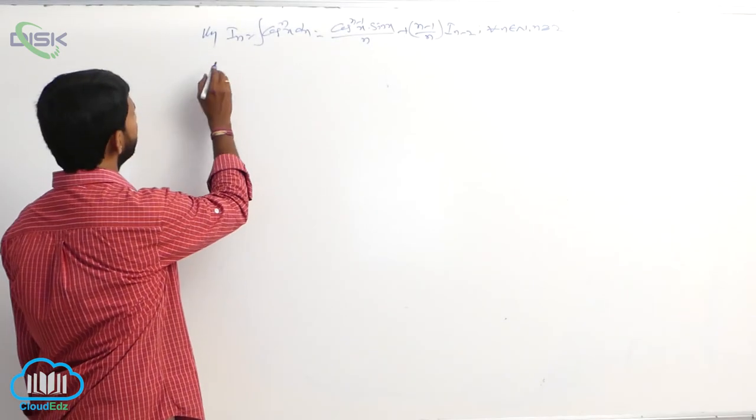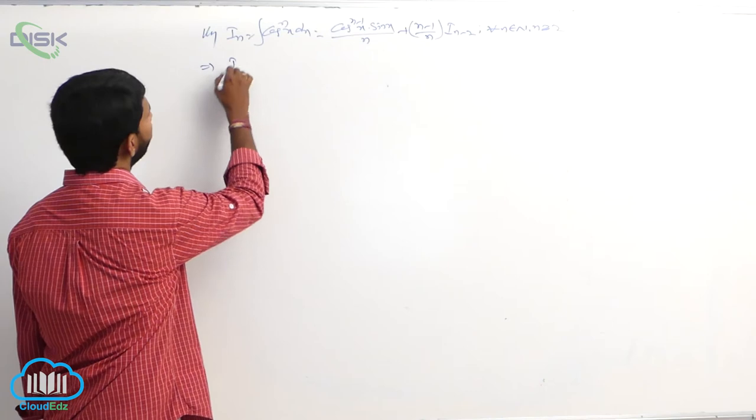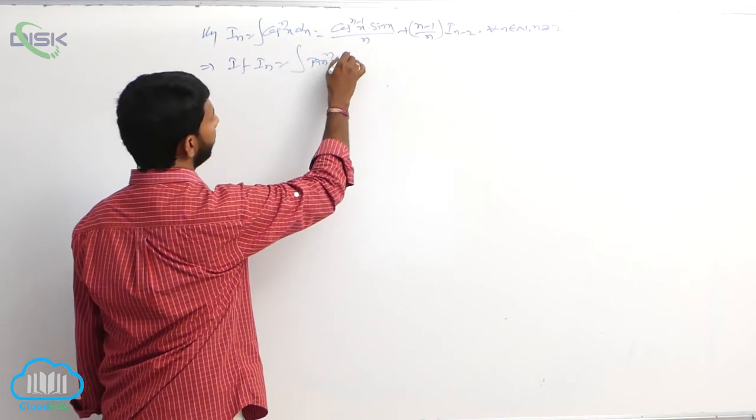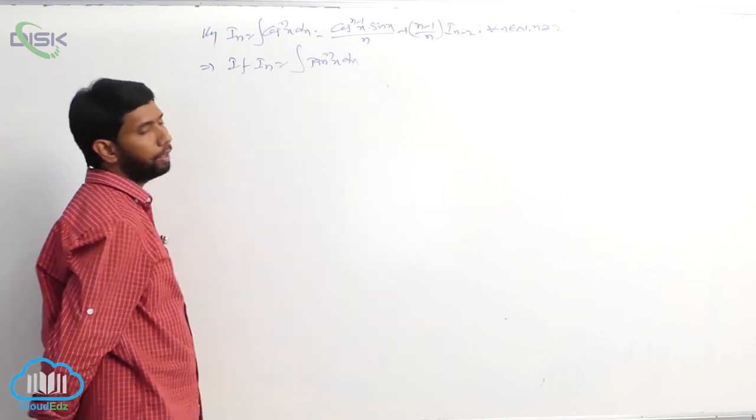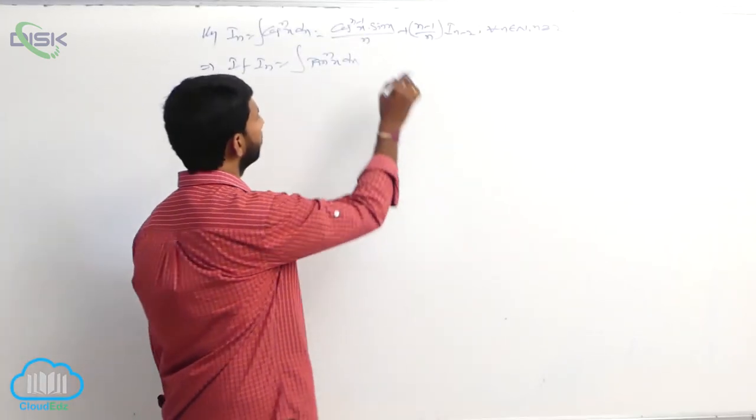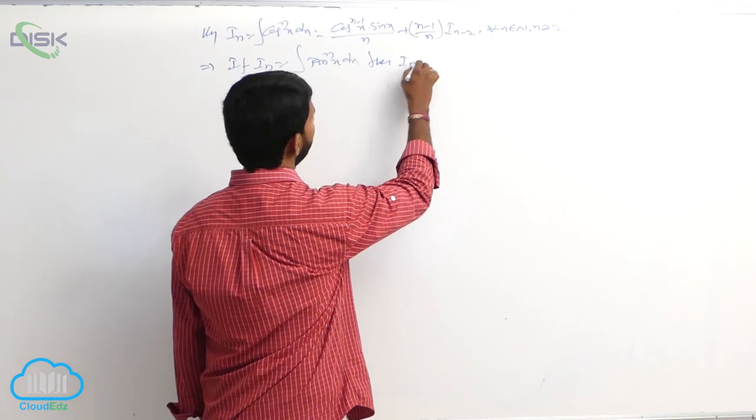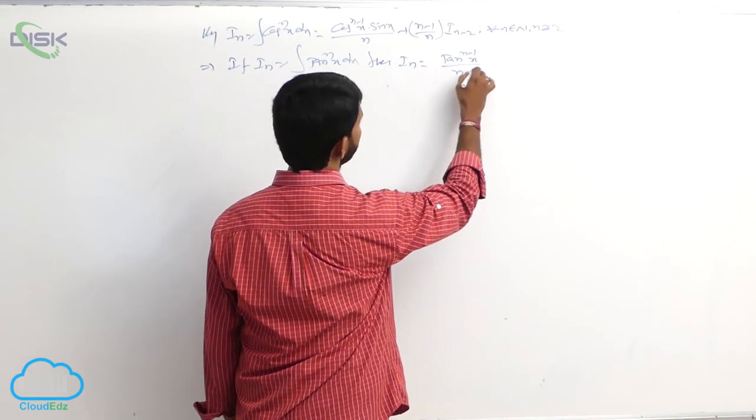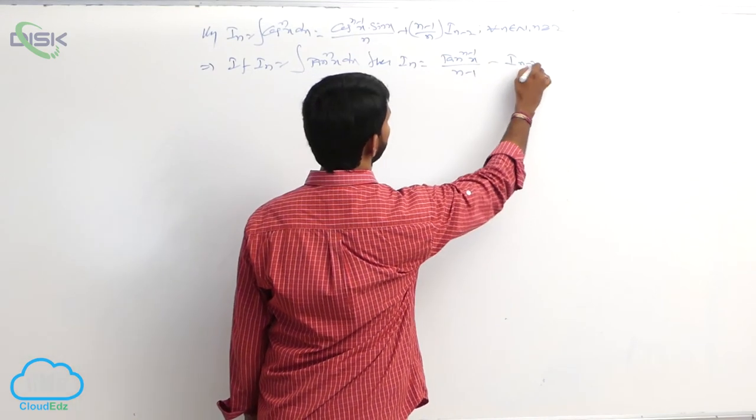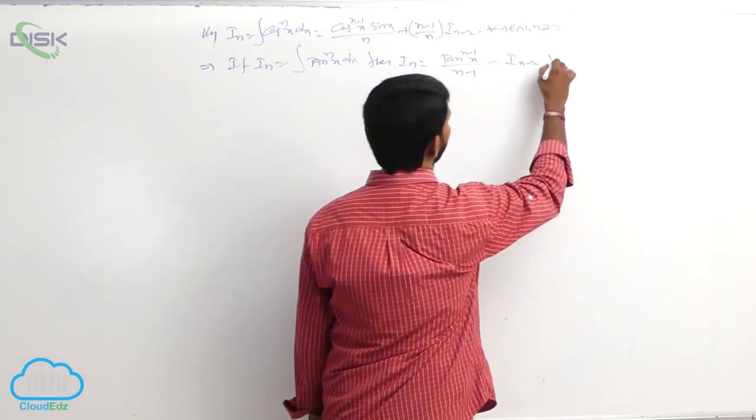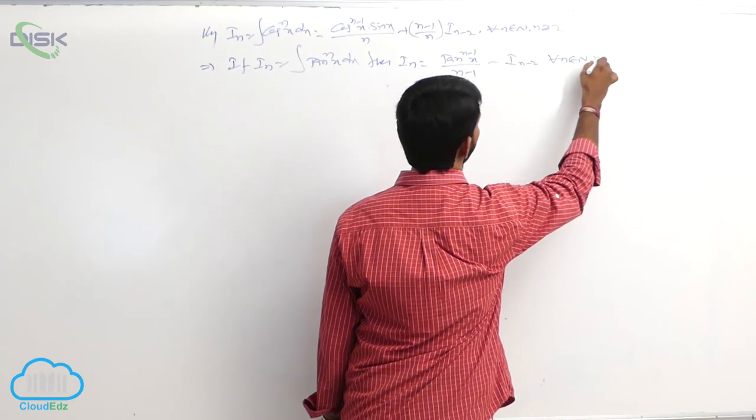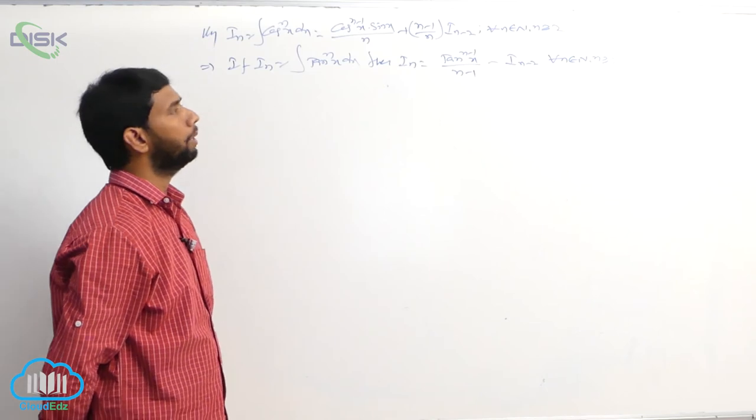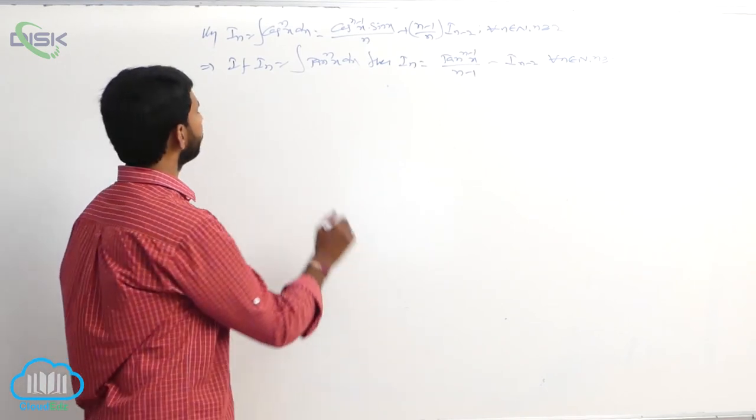And the next one is, if I_n is equal to the integral of tan^n x dx, then I_n is equal to tan^(n-1)x by (n-1) minus I_(n-2), for all n belongs to N, n is greater than or equal to 2.